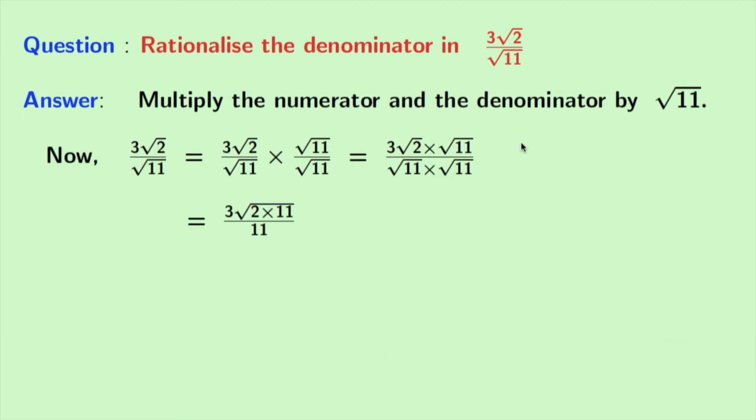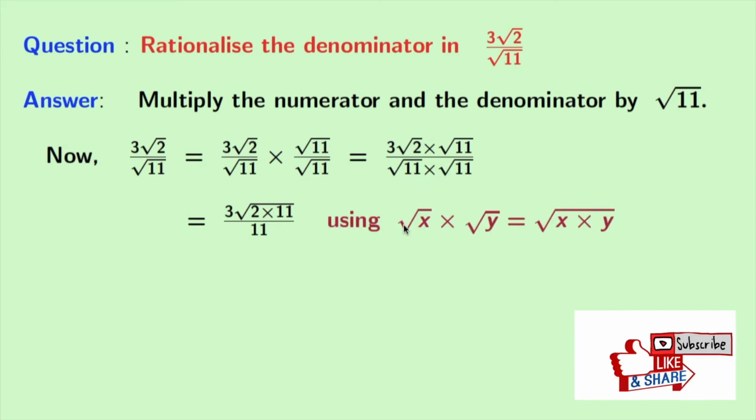And simplifying the numerator, we have 3 root 2 times 11. And in the denominator, we have root 11 times root 11, that is 11. We have used the formula of root x times root y is equal to square root of x times y in the numerator, where x is 2 and y is 11.